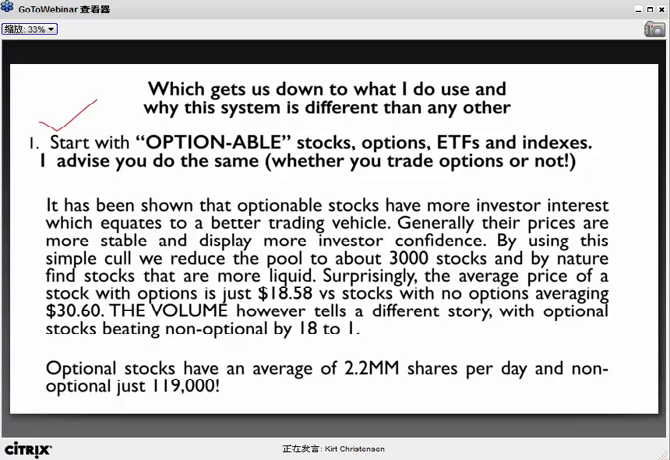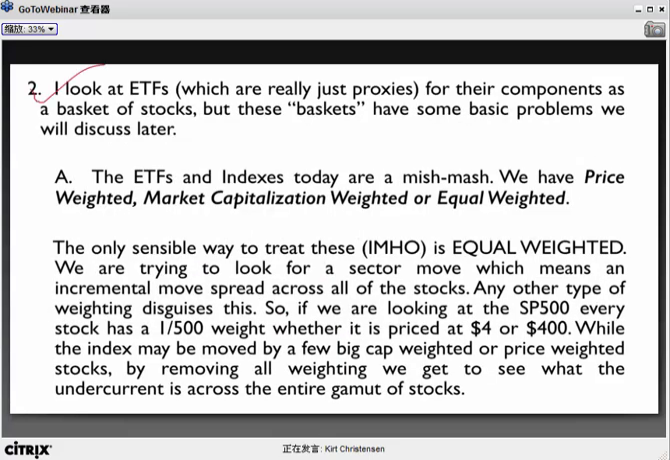The average price of a stock with options is just $18.58 versus the price of a stock with no options, which is $30.60. However, the volume tells an entirely different story. Stocks with options have 18 to 1 higher volume. Very simple. Number 2 is we're going to look at ETFs, which are just proxies for their components as a basket of stocks, but these baskets have some basic problems that we can discuss later.